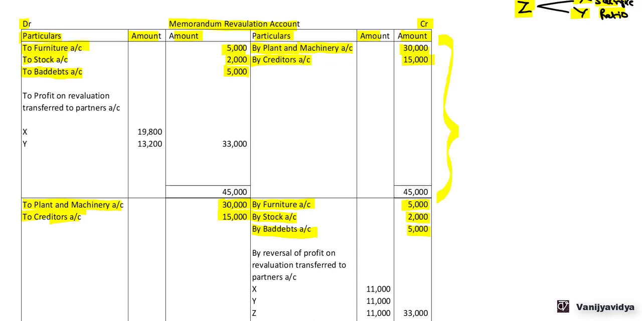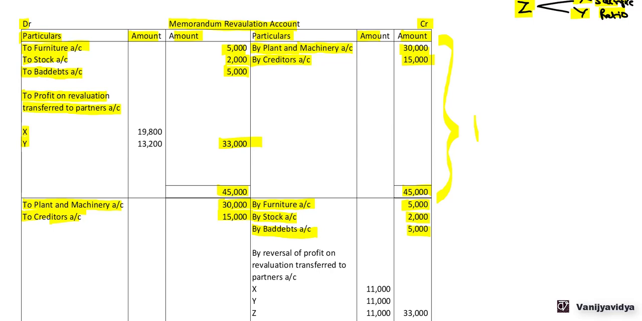Now, we see the credit total is greater than the debit total. Credit total is 45,000, minus the debit total, we get 33,000. Now, this 33,000 is profit on revaluation. So the profit on revaluation is transferred to partners' capital accounts, X and Y.